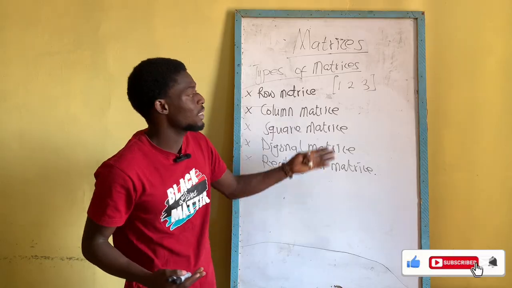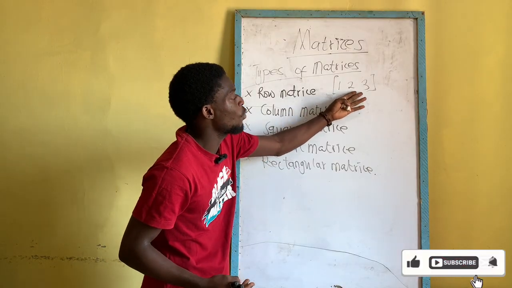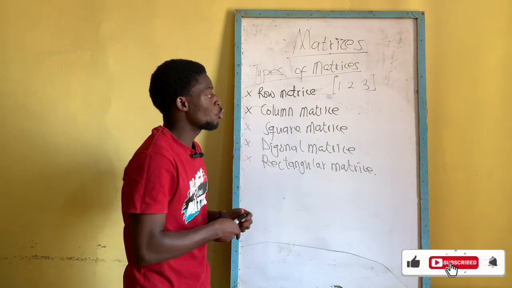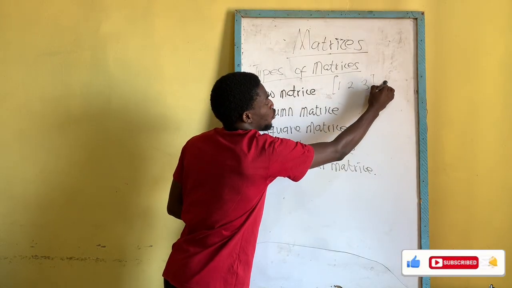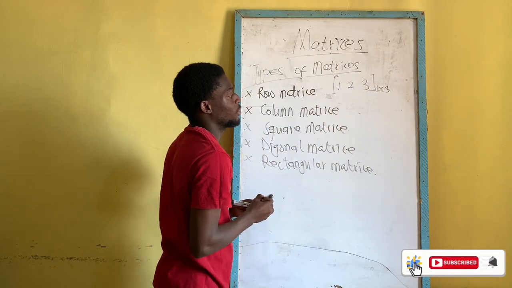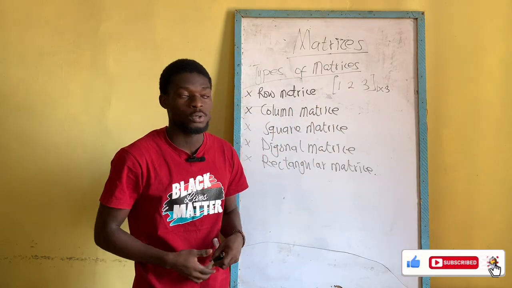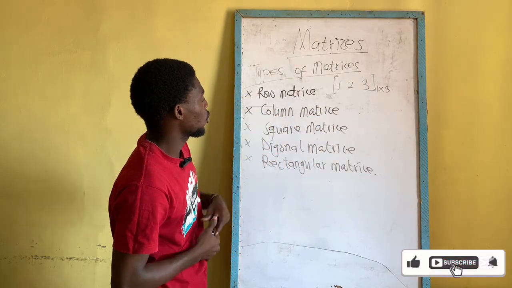So you can say that this particular matrix is what? It's a 1 by 3 matrix because it has only one row. So this matrix is defined as a 1 by 3 matrix because it has a single row but multiple columns. Now let's look at the column matrix.